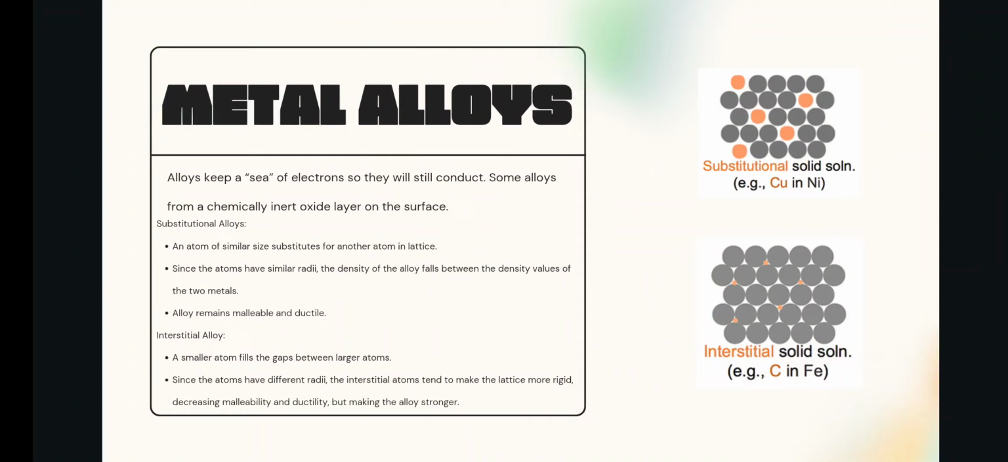Interstitial alloys. A smaller atom fills the gaps between larger atoms. Specifically, since the atoms have different radii, the interstitial atoms tend to make the lattice more rigid, decreasing malleability and ductility, but making the alloy stronger. An example of this is shown on the right, to the bottom.